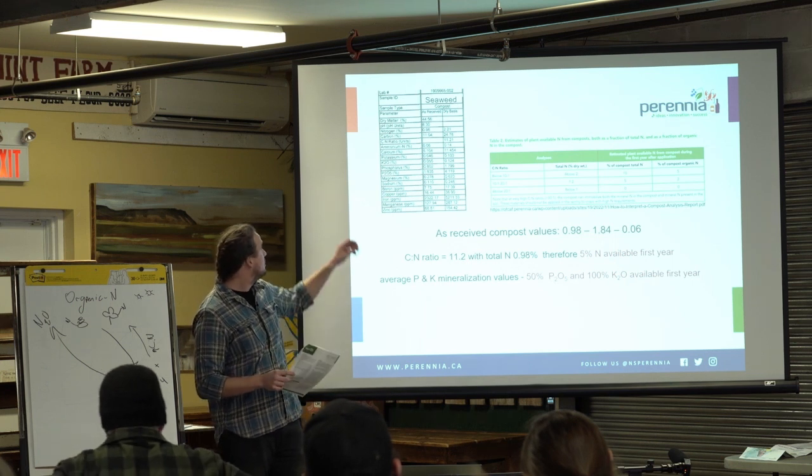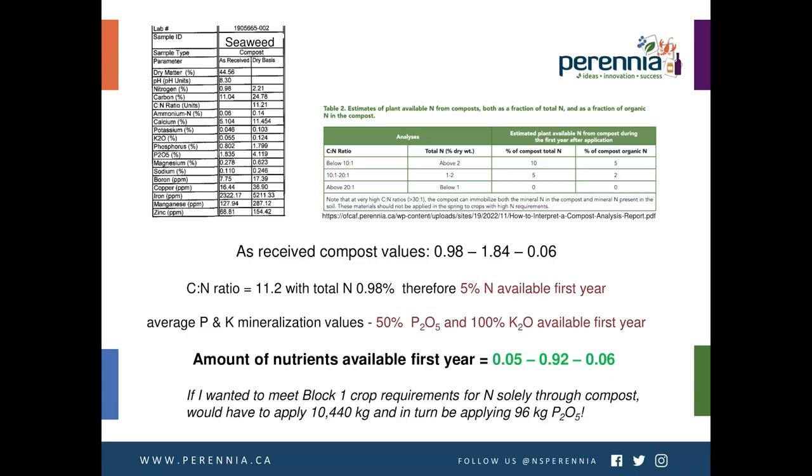So if you have a look at the example, our nitrogen is 0.98% nitrogen, and the carbon to nitrogen ratio is 11.2. Looking at the table, that means that we only have 5% of our nitrogen that's going to be mineralized in the first year. Generally, 50% of your phosphorus is mineralized in the first year, and 100% of your potassium is mineralized in your first year.